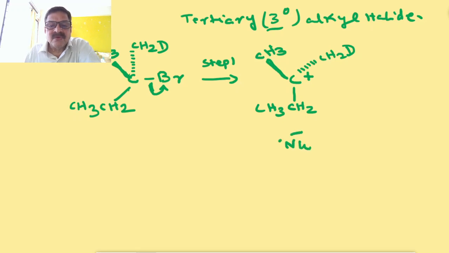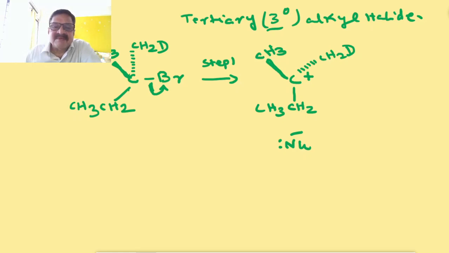This is our nucleophile here, correct? So this carbocation is a trigonal planar shape. When it is a trigonal planar shape, the nucleophile has a freedom. It can attack from either side here. It doesn't have any specific preference from where it should come and attack this carbocation. So the nucleophile can attack from either side. It can come from the left side or it can come from the right side.